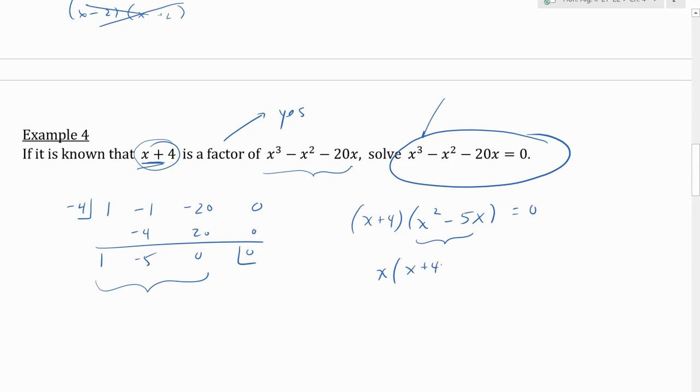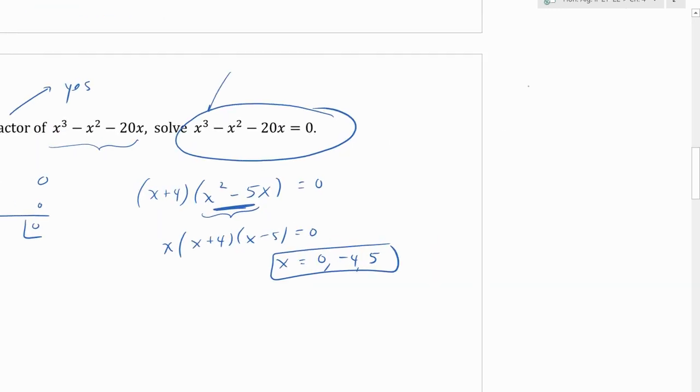And then we had the x plus 4 already. When I took the x out of here, it left me x minus 5. So x is either 0, -4, or positive 5. Now, did I need to know all that? Absolutely not. I could have factored the x out.